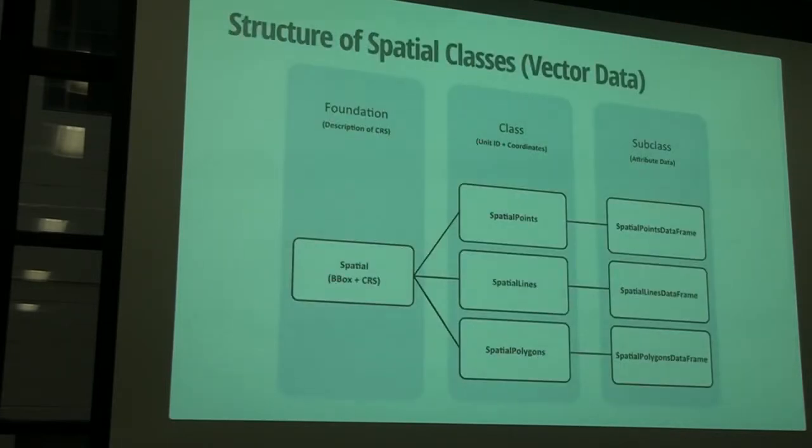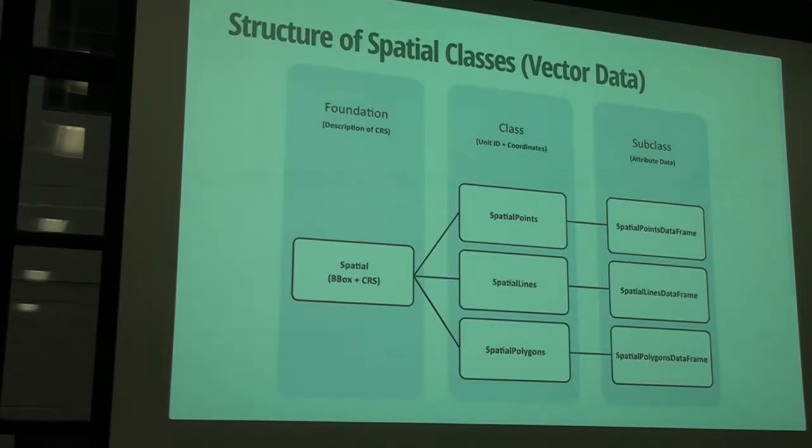So let's look at the structure of the spatial classes. Again, we will have three components over here. First, we will have our foundation class. It is the spatial objects. It contains the coordinate reference system and the bounding box. It's basically the information of the spatial system.